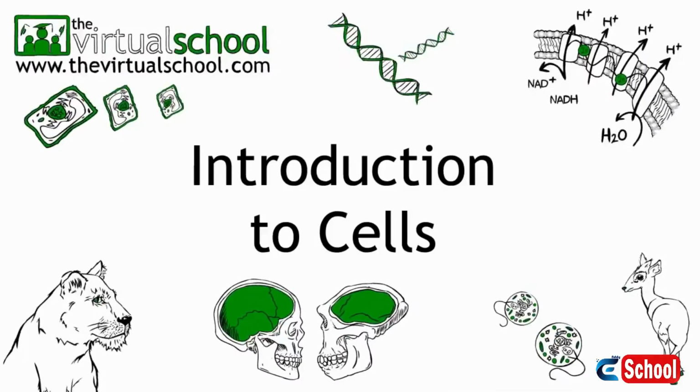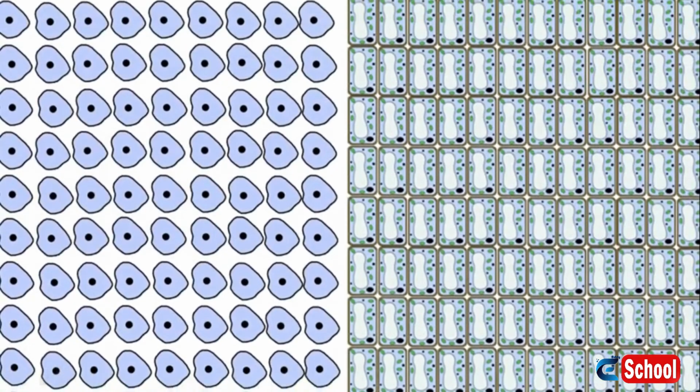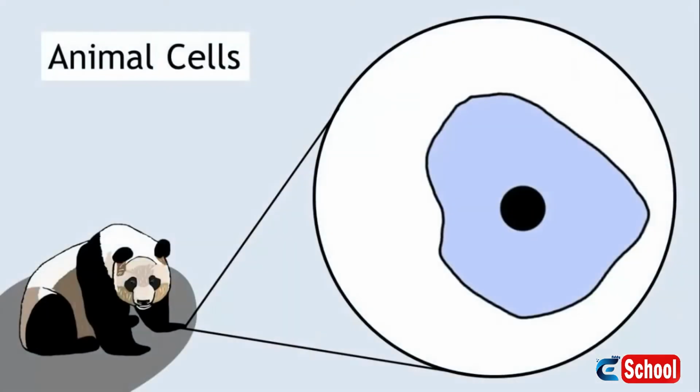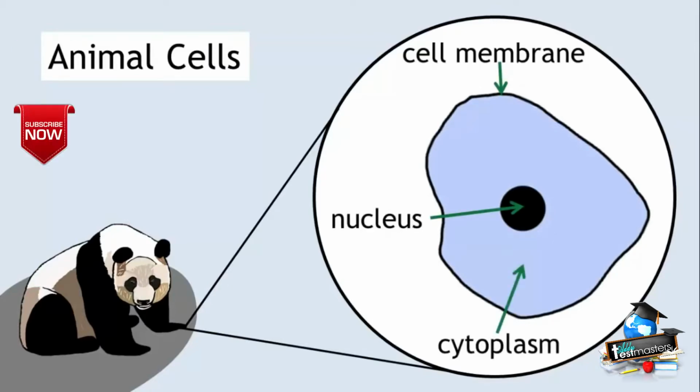The cell is the basic unit of life. Some living organisms, such as animals and plants, are made of hundreds of trillions of these basic units of life called cells. Animal cells. A typical animal cell will include a nucleus, a cell membrane, and a cell cytoplasm.